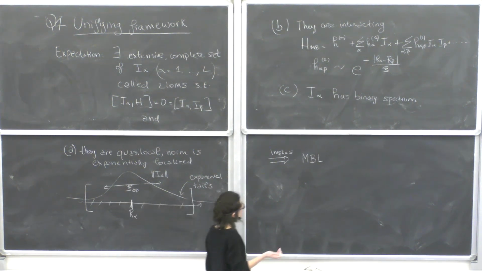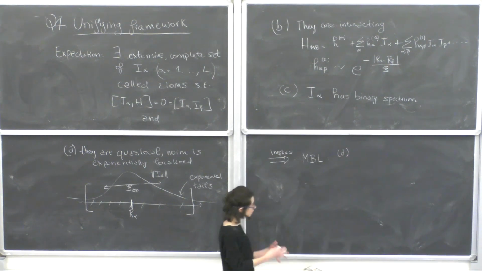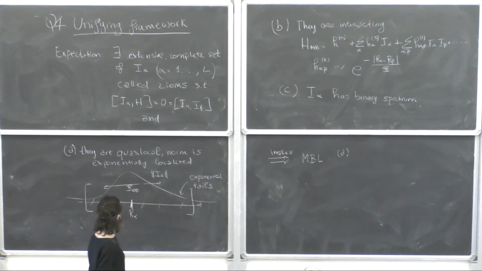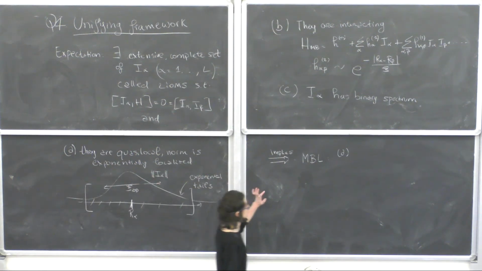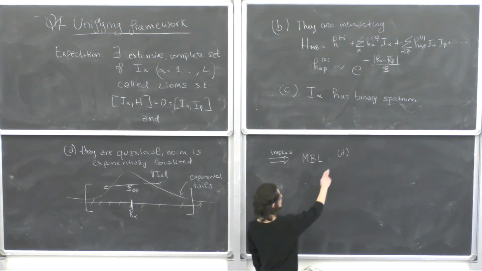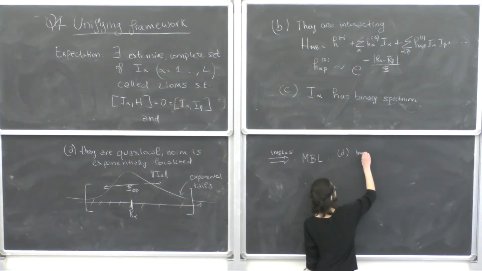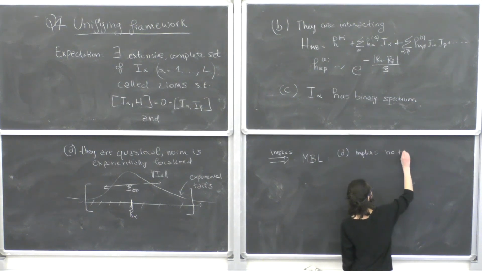So in particular, just to give an idea, by using this peculiar structure in space of these conserved quantities, you can plug them into your Kubo formula, and you will be able to deduce that you have no DC conductivity. So A implies no transport.